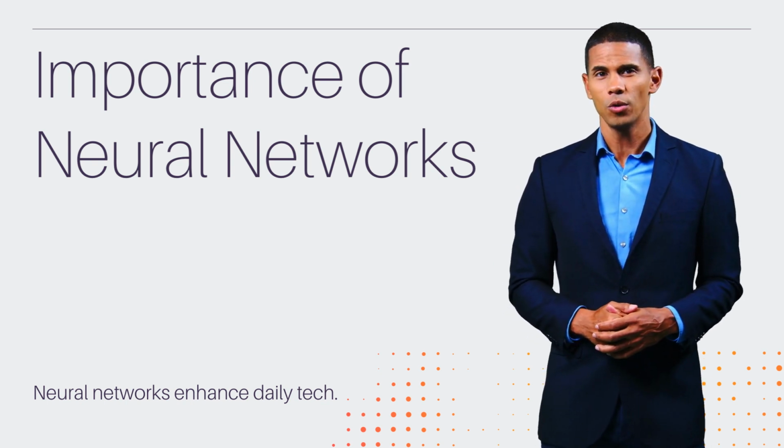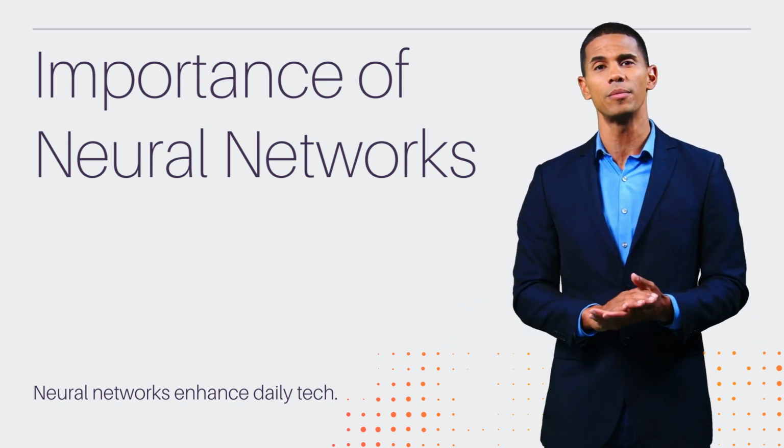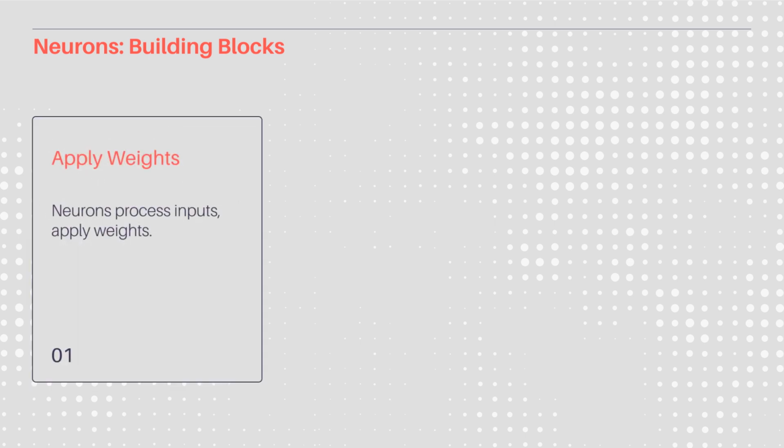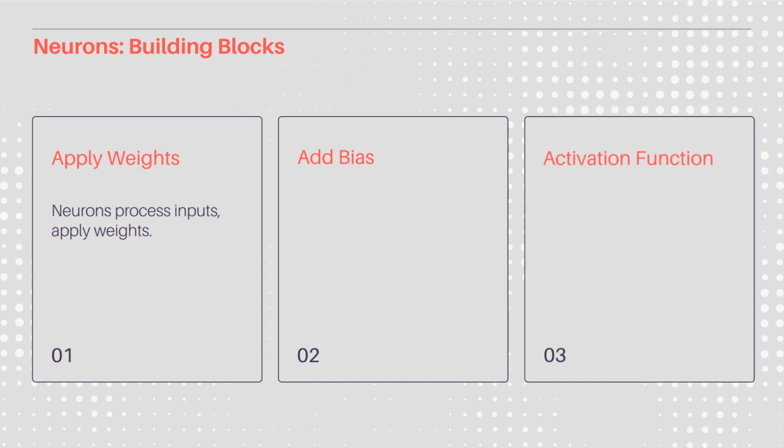Let's explore how neurons, the building blocks, process inputs and decide on activation. An artificial neuron processes inputs by applying weights, adding a bias, and using an activation function to decide on activation. This mimics biological neurons firing when stimulated. Neurons are the fundamental building blocks of neural networks, crucial for understanding how these systems learn and make decisions.